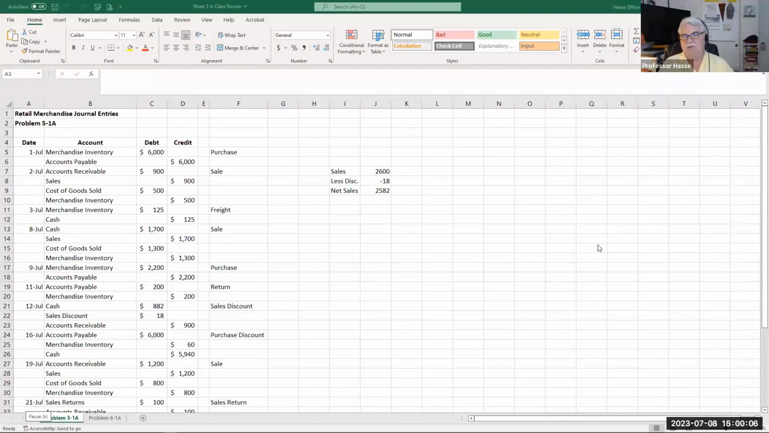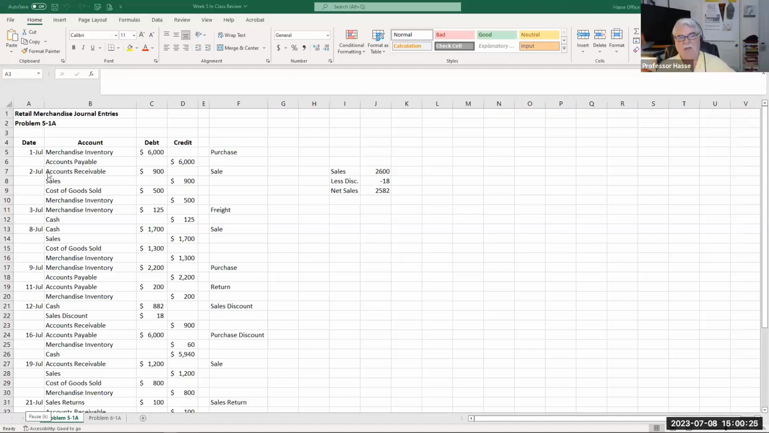Remember, retail accounting is the purchase of product that you're going to sell again to a customer. You're not producing a product, you're just buying a product and then reselling it. When it becomes an expense, that's when you sell the product. So let me give you an example.